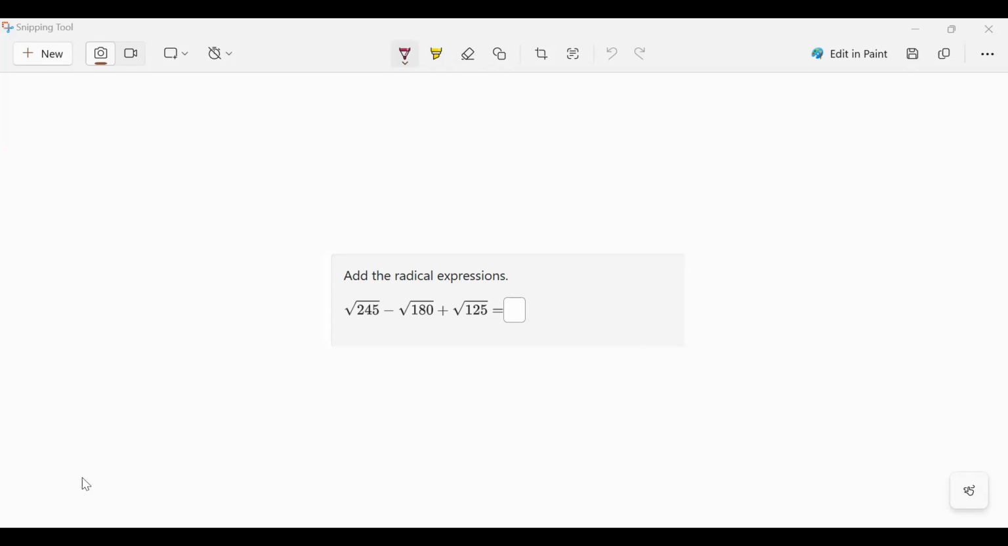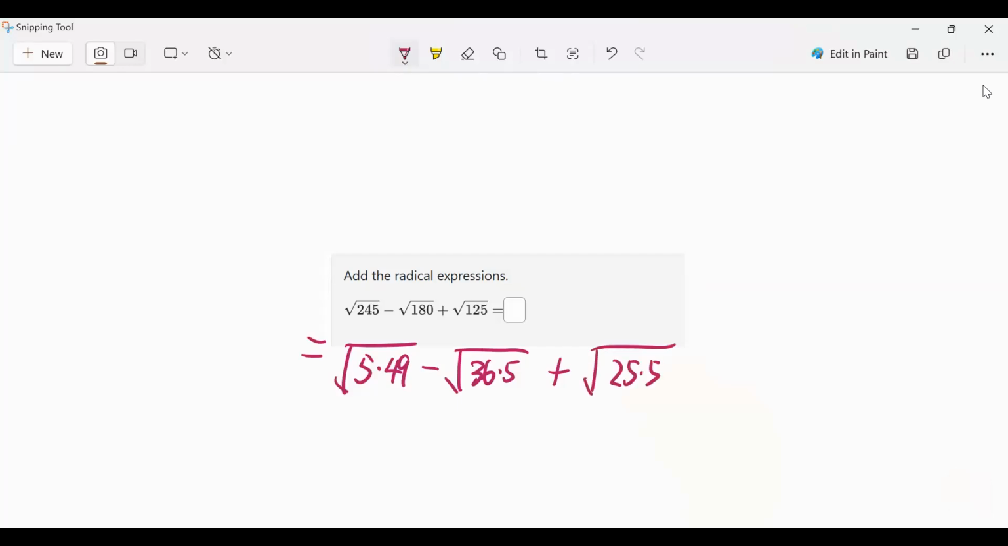Okay, let's go over the solution here. So first of all, we're going to break down 245. Let's see, what number goes into that? So do we do 81? 81 times, no, it's not. 245 is 5 times 49, right? So 49 is a perfect square. Now for 180, the maximum perfect square that goes into 180 will be 36, times 5. Now for 125, it will be 25 times 5.